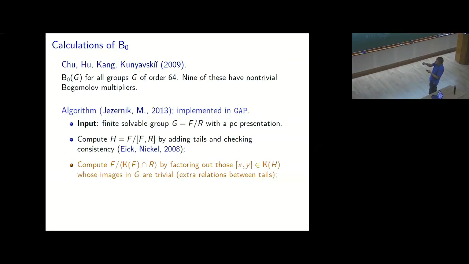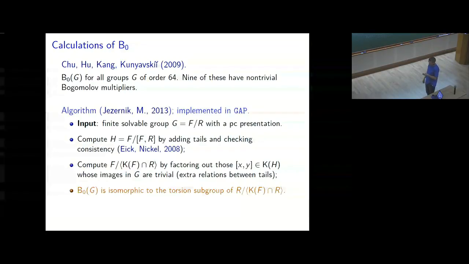And you just have to look which of these commutators in this group map to 1, and you add these relations to your group, and then you have this f over whatever that denominator is. And then it turns out that B naught of G is just isomorphic to the torsion subgroup of this one. This is an abelian group. You can easily compute this. And this algorithm works really well with finite solvable groups.